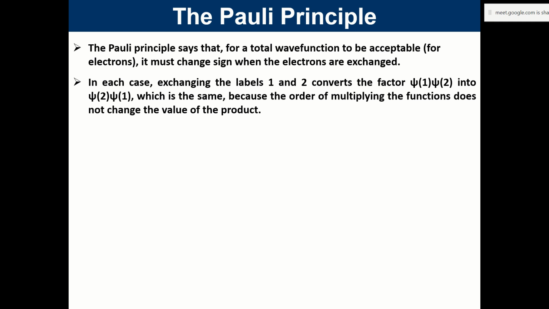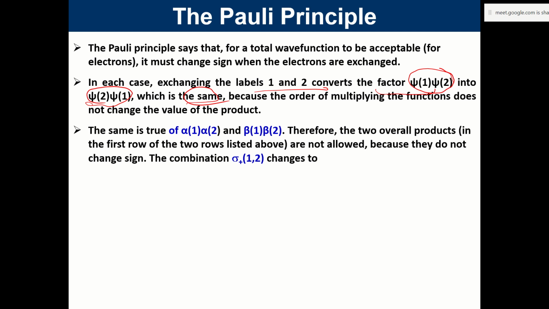So the Pauli's principle says that exchanging the labels 1 and 2 converts the factor. So if you are writing psi 1 psi 2 like this, the orbital part will become psi 2 psi 1. However, you will note that whether you write psi 1 with psi 2 or psi 2 with psi 1, the result is same, and multiplication of the orbital part has no effect on the change of sign or value of the product. Okay, so the orbital part does not affect the sign.